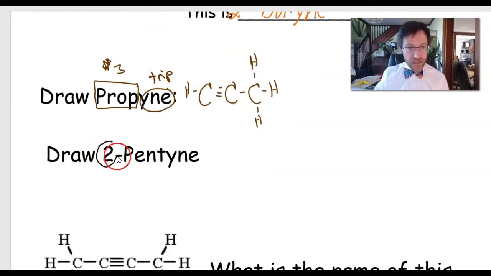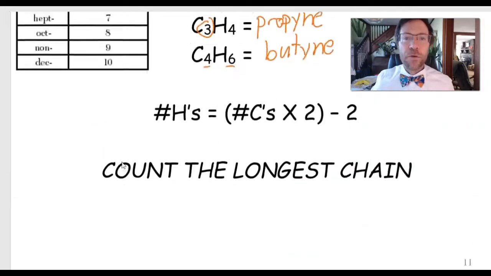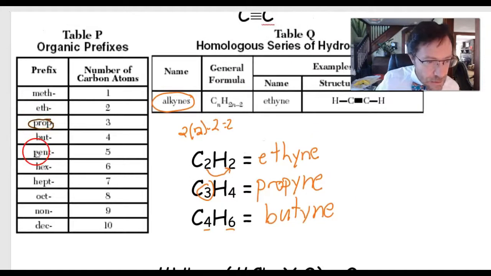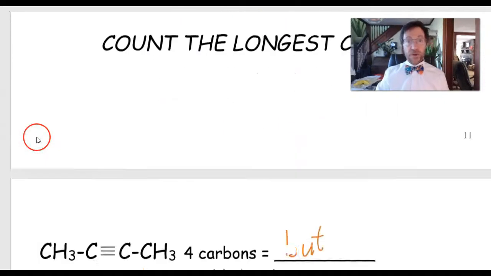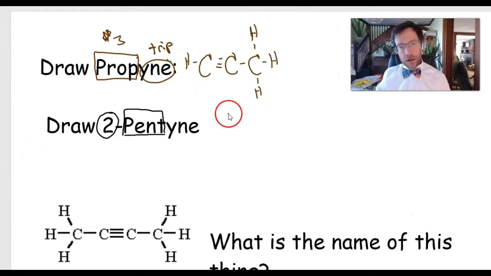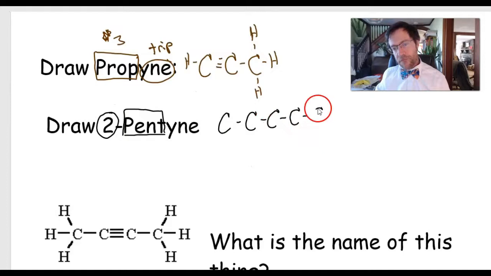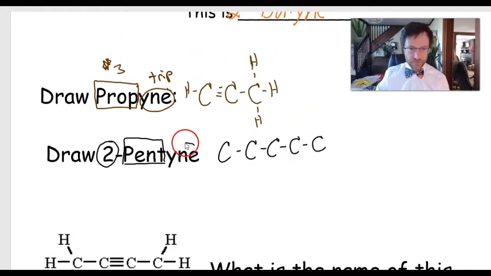2. That tells me where. Pent. All right, I'm not going with my brain on this one. I'm not going to trust my brain. Let's do this. Pent 5. Okay, so I'm going to need 5 carbons. 1, 2, 3, 4, 5. And it says Yne. There's my triple bond.